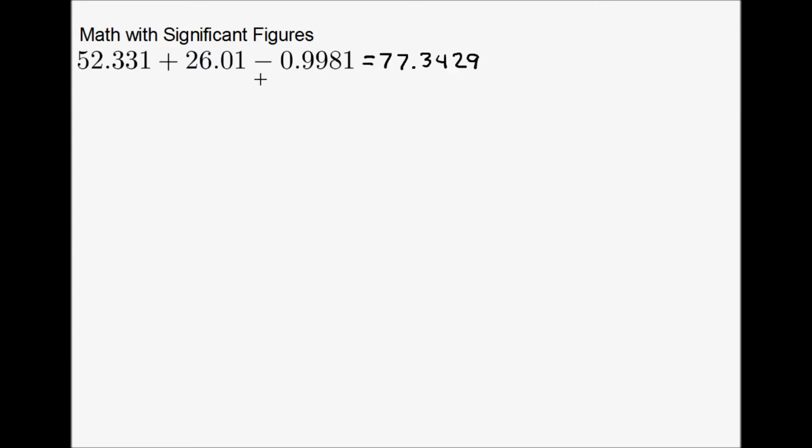But now these are measurements, now these have significant figures, and now we need to worry about them again. Addition, subtraction, the rule of decimal place. This is to the thousandths place, this is to the hundredths place, this is to the 10,000ths place. Common decimal, the hundredths. So this has to be rounded here. This is 29. That rounds this down. So we report 77.34 as our correct answer.